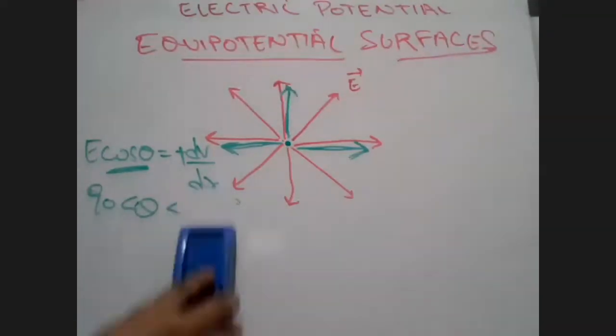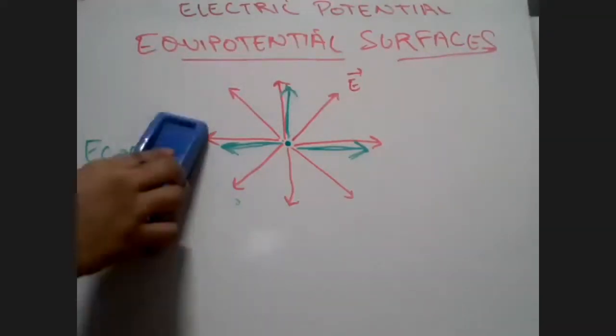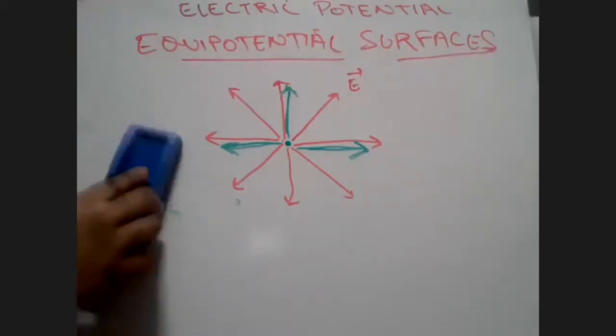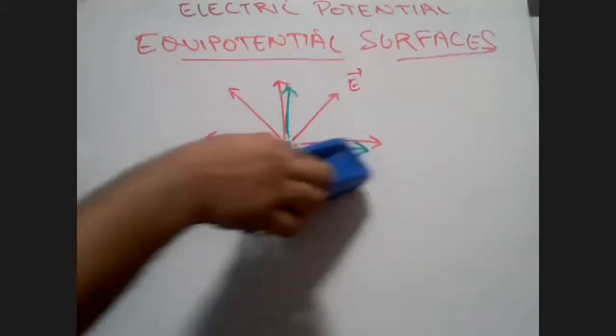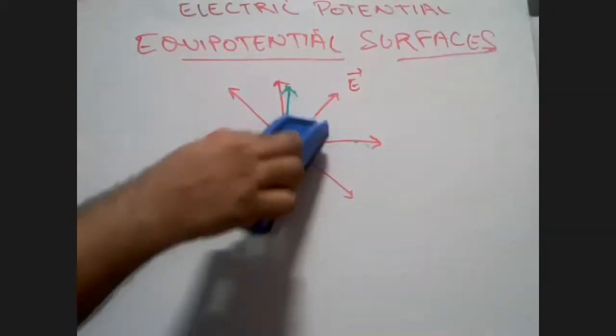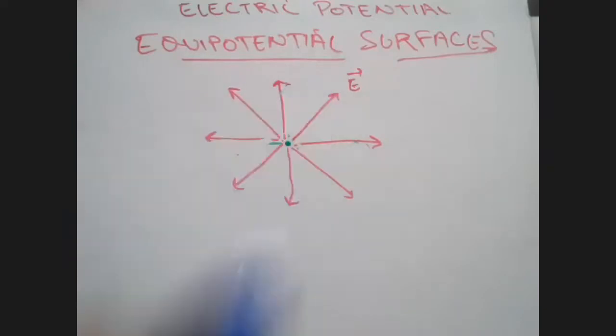If you move in a direction which is along the electric field lines, the potential will drop. And if you move in the direction opposite to the electric field lines, the potential increases.